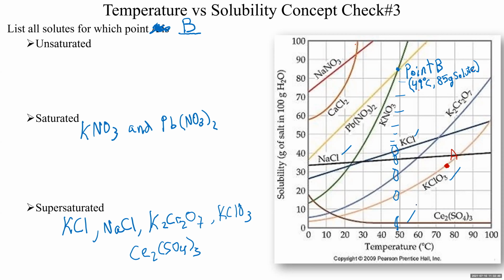Now, what's above that? Well, above that, even though you can't see it, you can pretty much assume that sodium nitrate is going to keep going up, and you can assume that calcium chloride is going to keep rising as well. So you can assume both of these compounds are unsaturated at that point because their graphs presumably pass above point B. So sodium nitrate would be unsaturated, and so would calcium chloride at that concentration of 85 grams.